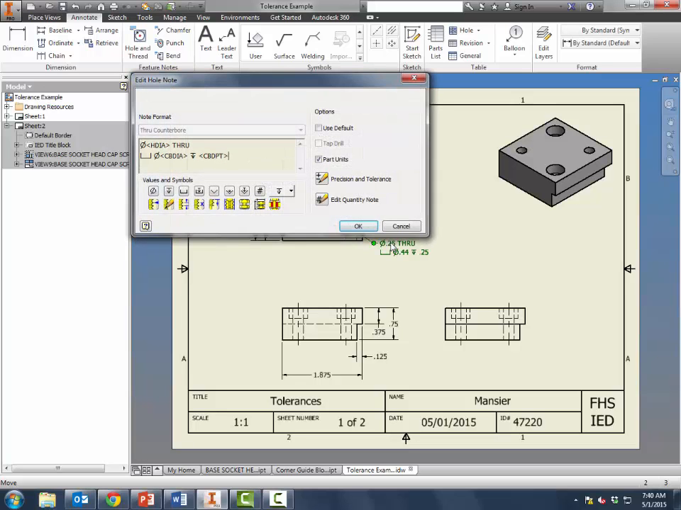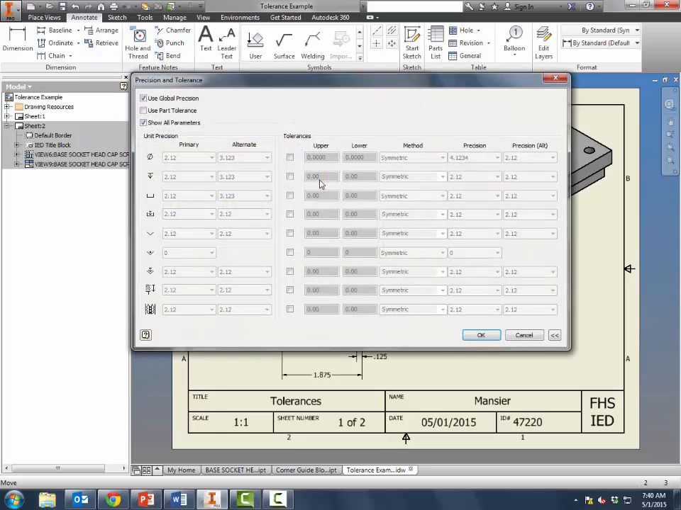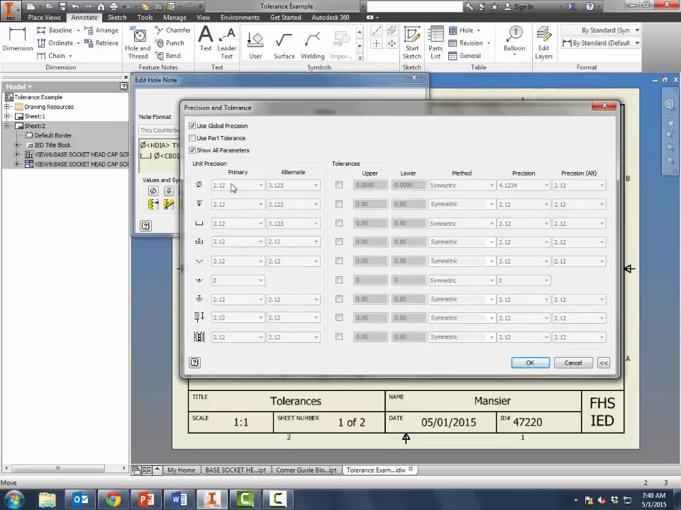So I'm double clicking on that dimension. I'm going to go into the precision and tolerances. Then I'm going to select which number I'm wanting to change. So am I talking about the diameter of the part? Am I talking about the depth of that counterbore? What is it that I'm trying to fix? So I want to look at the tolerances for the diameter of the holes.